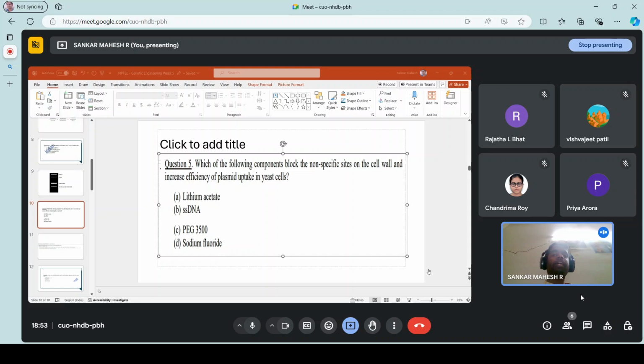Priya, so we are discussing this question. Which of the following components block the non-specific sites on the cell wall and increase efficiency of plasmid uptake in yeast cells? The options are lithium acetate, single-stranded DNA, PEG 3500, and sodium fluoride. You can unmute if you know the answer, Priya.